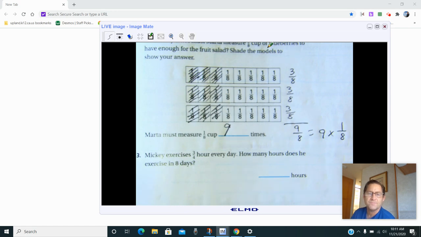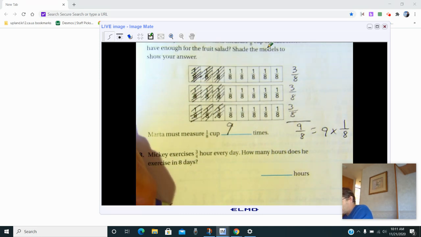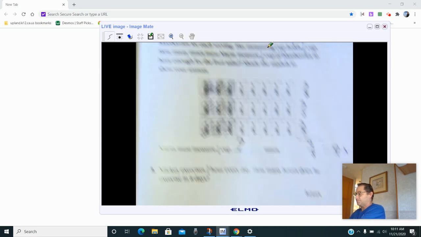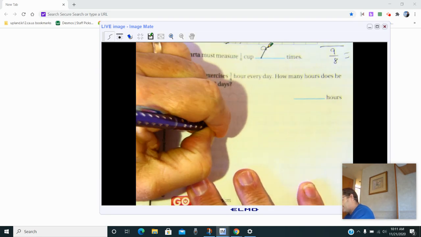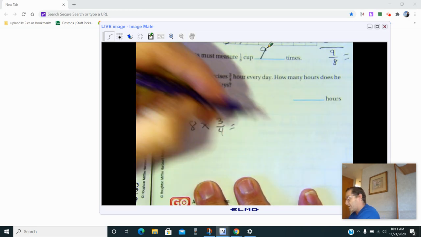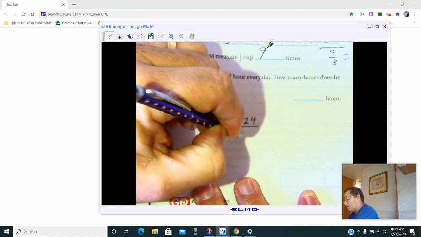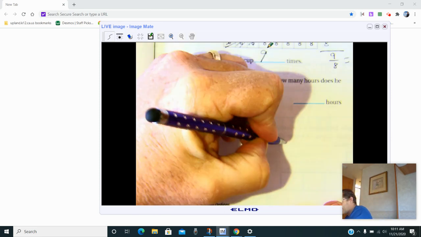Number 3, Mickey exercises 3/4 hour every day. How many hours does he exercise in 8 days? So 8 days of 3/4. Okay, 8 times 3 is 24 over 4. So 24/4. I can divide that.